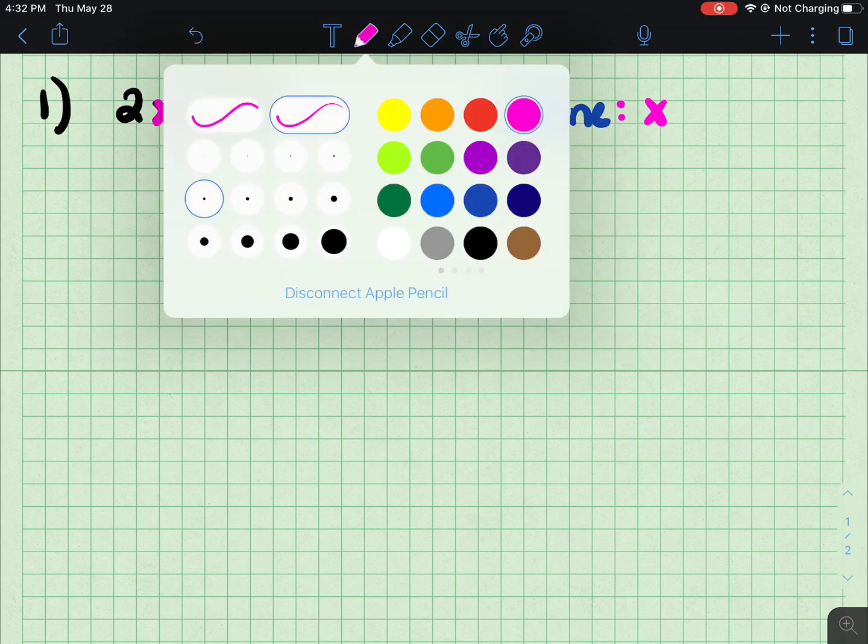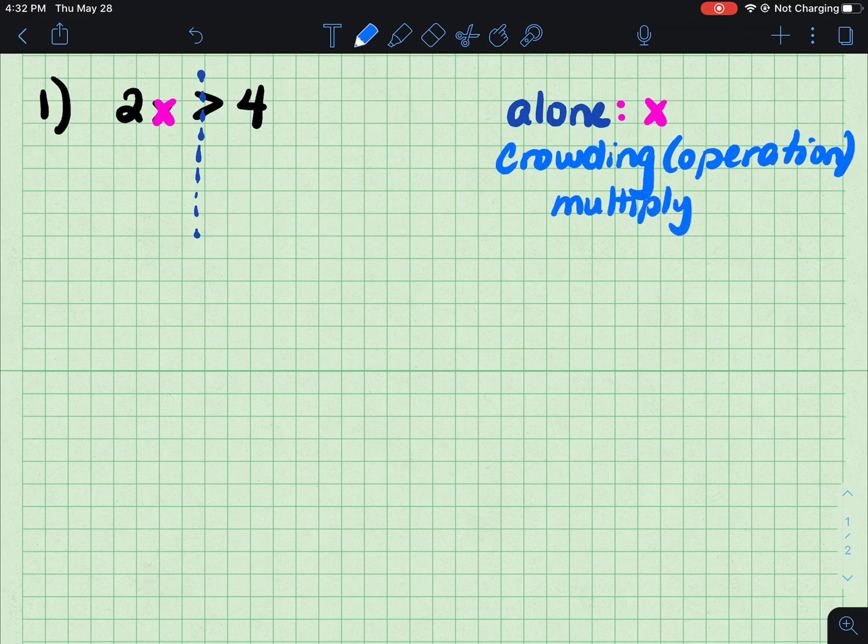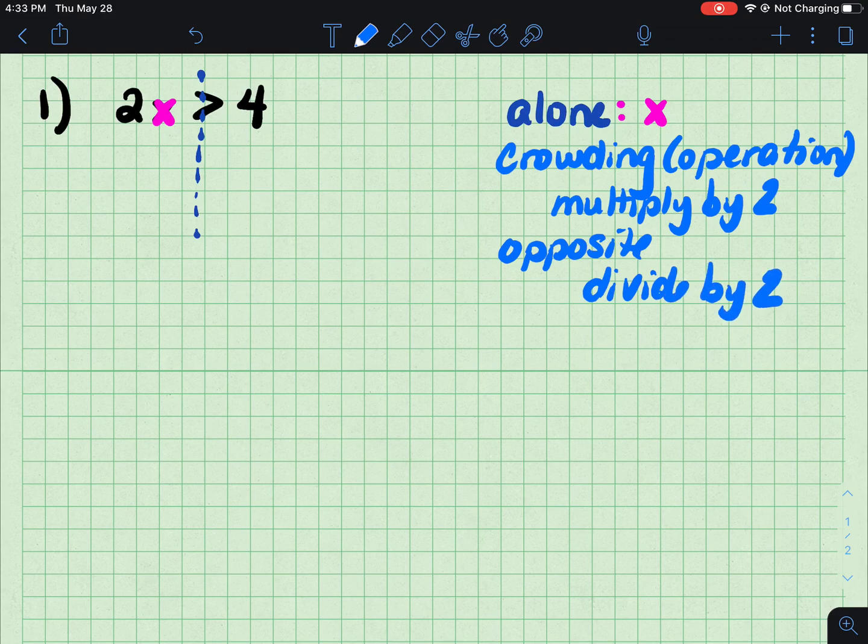What is crowding it, and what is the operation? That's going to be key here. If you don't think of the operation, you're not going to do it correctly. So what's crowding it? It's a multiply by 2. So we have to do the opposite, and the opposite is to divide by 2. And remember, we have to do that to both sides. So we're going to divide both sides by 2. I don't want to see the line with the 2 dots. That's just not algebraic.